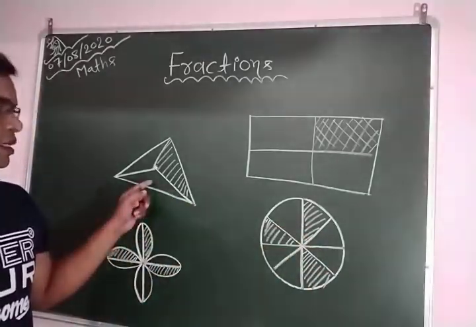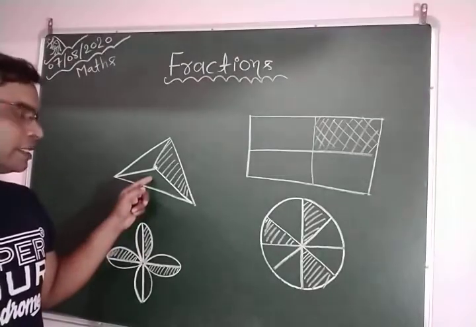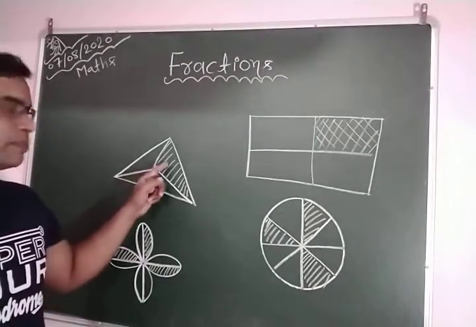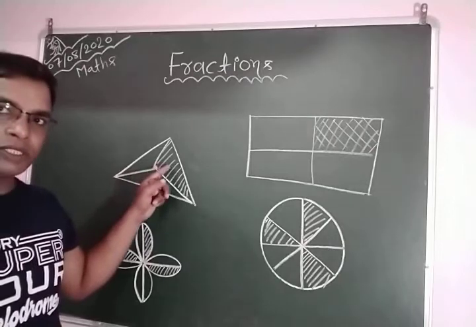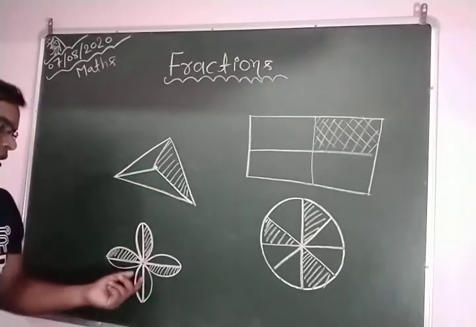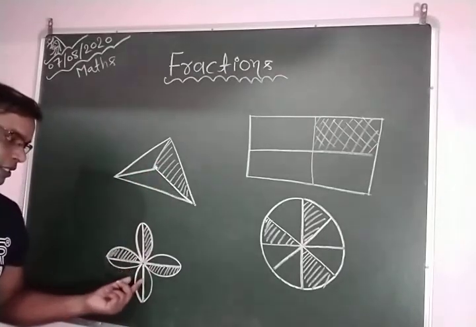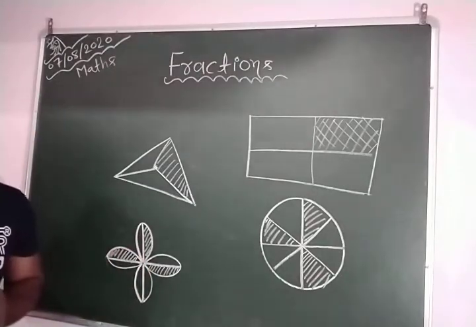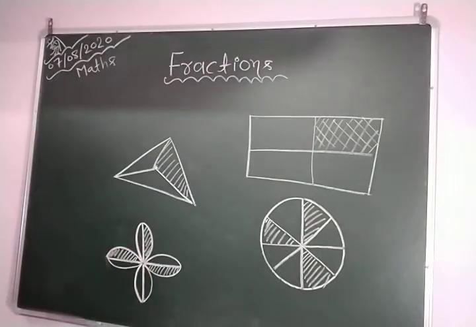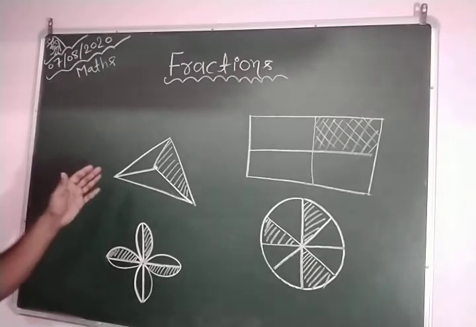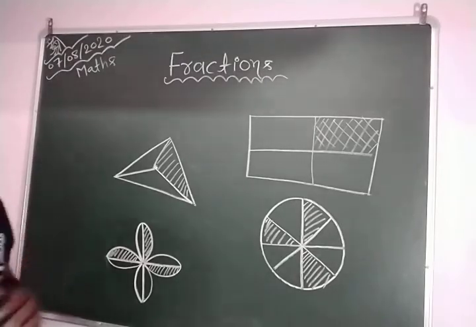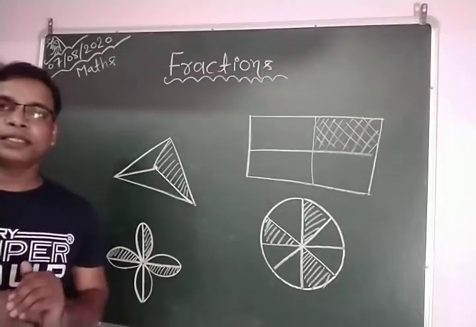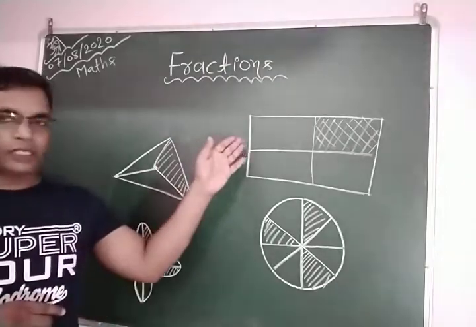And here, in this shape, we divide into 3 parts, and 1 portion is colored. And here there are 8 parts in this figure, and we color 3 parts. So we need to write what fraction of each of the following figures is the shaded part. We find the fraction of the shaded part.